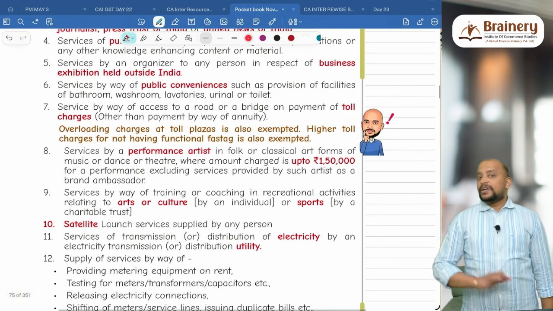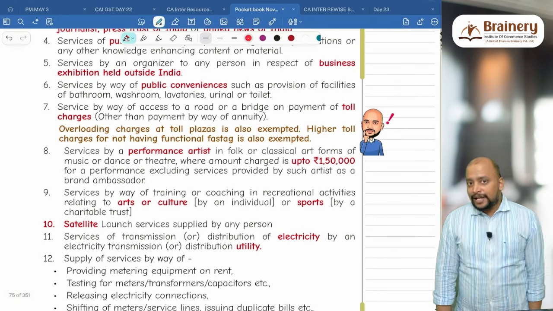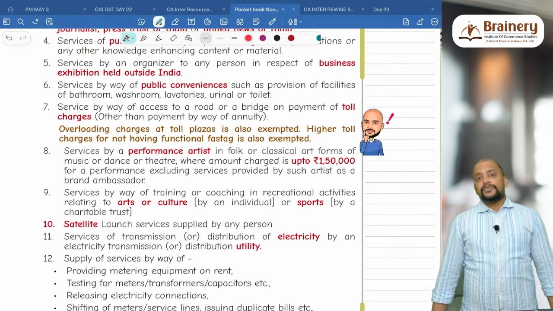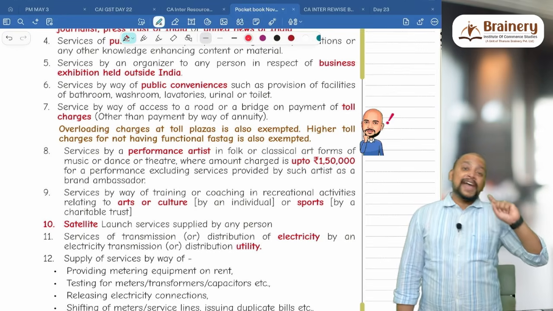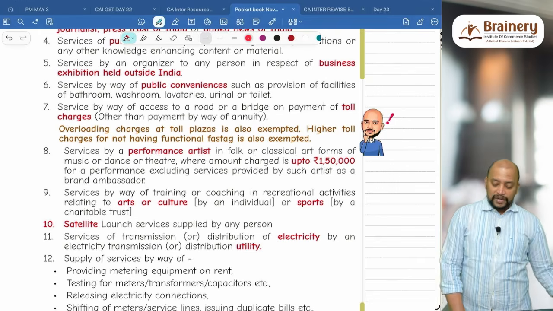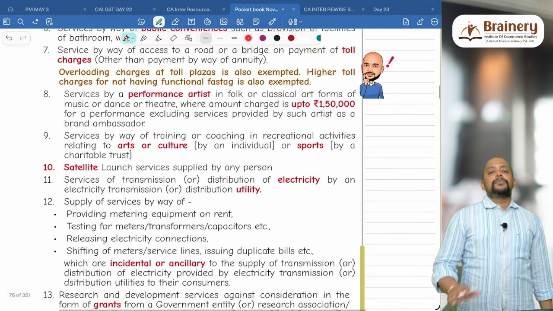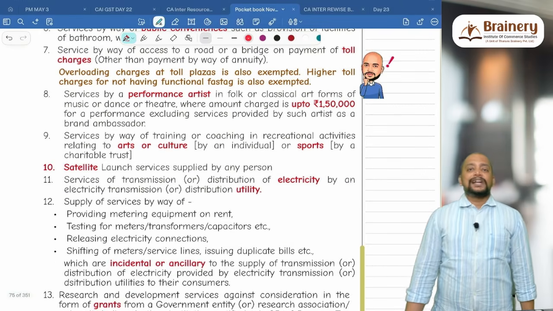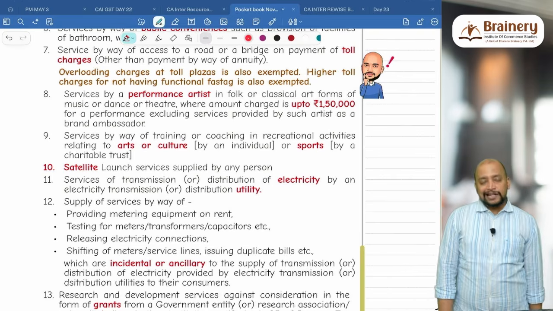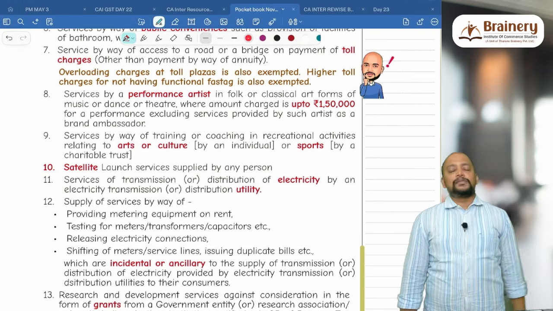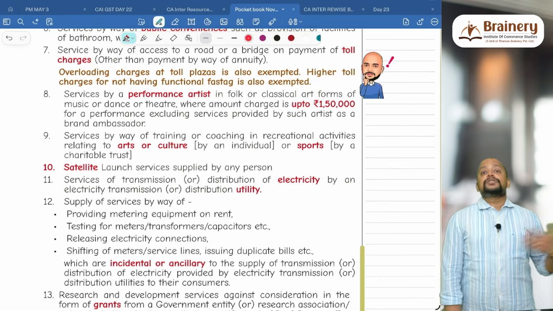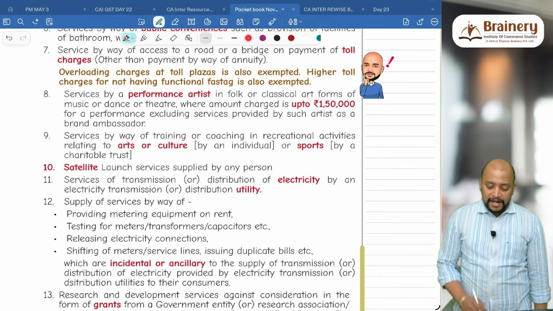Then toll charges will be exempted, including overloading charges or charges for not having functional fast track. But remember, toll charges collected by way of annuity is not exempted, that will be taxable. And there is a performance artist who is performing in folk or classical art form of music, dance or theatre. If the consideration per performance does not exceed 1,50,000, then it is exempted. However, the exemption is not available if they are acting as a brand ambassador.